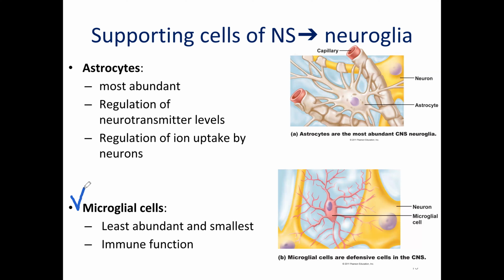Another supporting cell is microglial cells. They are also part of the CNS. They're less abundant and smaller, and they're important in immune function. So this is how they look. Of course, it's a cartoon picture, but those are cells that have these thorny processes, and then they can change the shape and become phagocytes. So they will engulf pathogens or different debris and give your brain and spinal cord immunity.